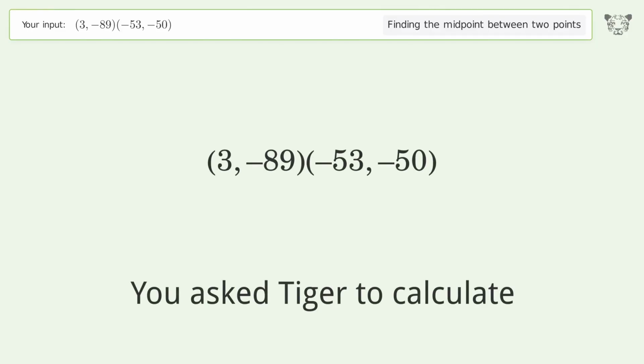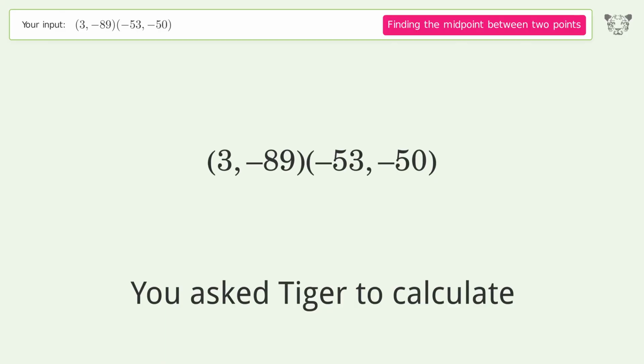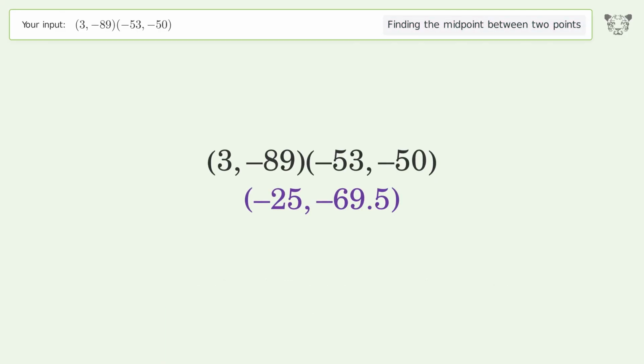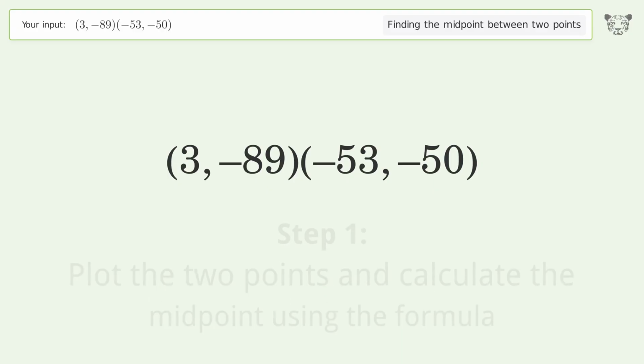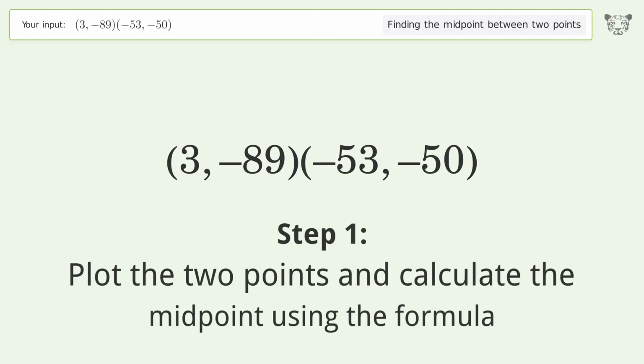You ask Tiger to calculate. This deals with finding the midpoint between 2 points. The midpoint between the 2 points is -25, -69.5. Let's solve it step by step. Plot the 2 points and calculate the midpoint using the formula.